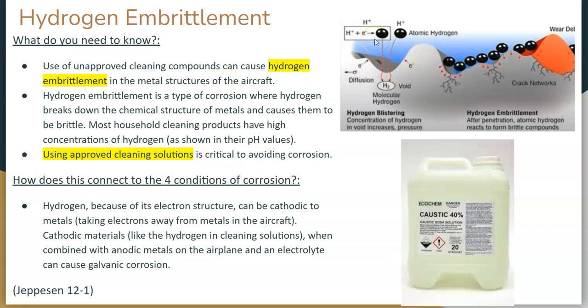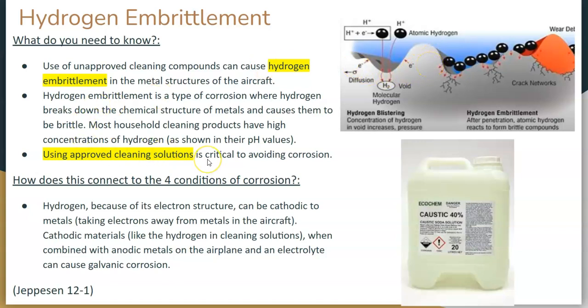Why is this bad? Well, hydrogen basically can break down the chemical structures of metals. You have hydrogen, and hydrogen is actually cathodic. It has one valence electron, and essentially electrons have a tendency, like you can see in this diagram here, to want to travel to it. Thus you have galvanic action breaking down the surface right here.